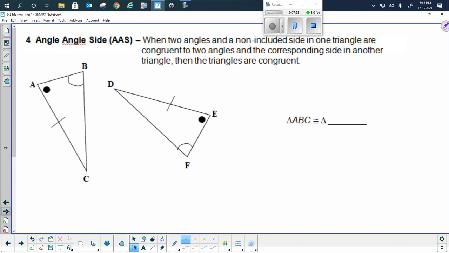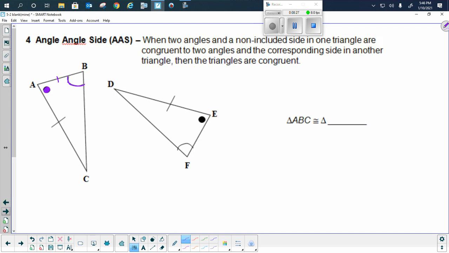Next shortcut, angle, angle, side. So when two angles and a non-included side in one triangle are congruent to two angles and the corresponding side in another triangle, then the triangles are congruent. So notice, you've got two angles this time, if I just look at one of these. But notice it's not this side that's between them, right? That would have been included.